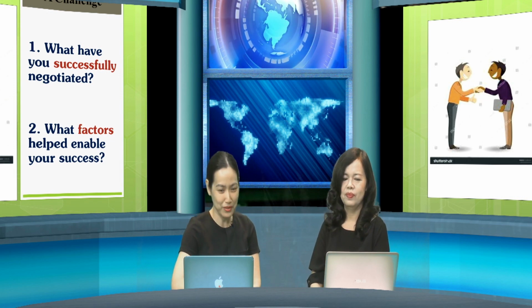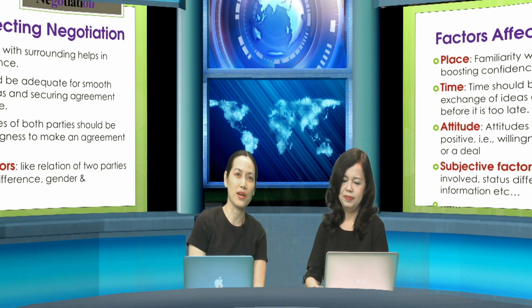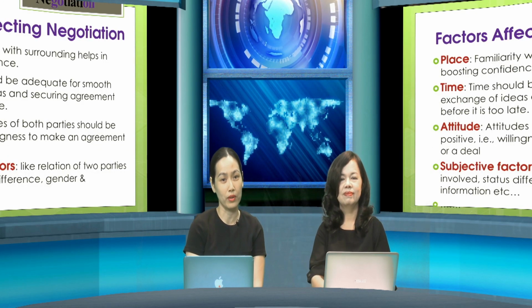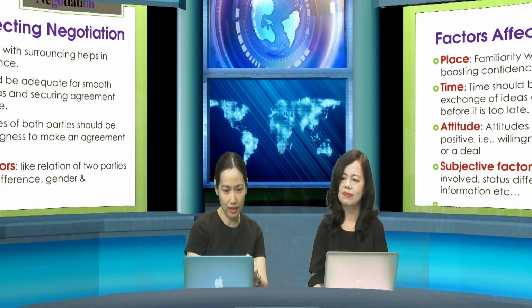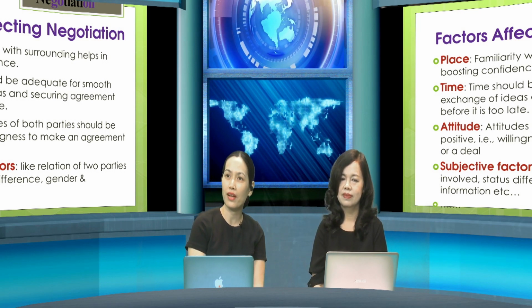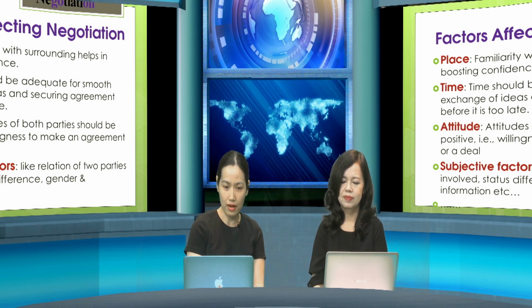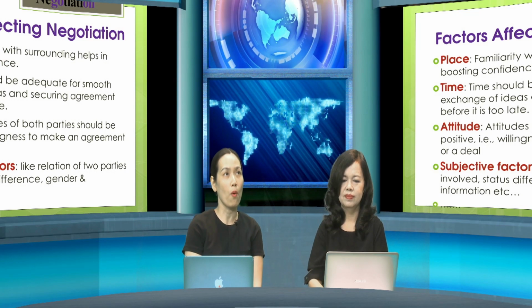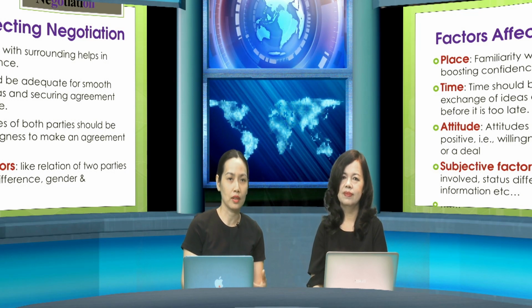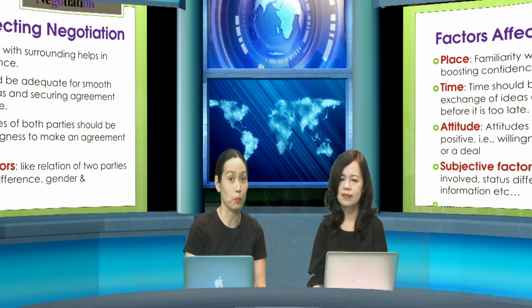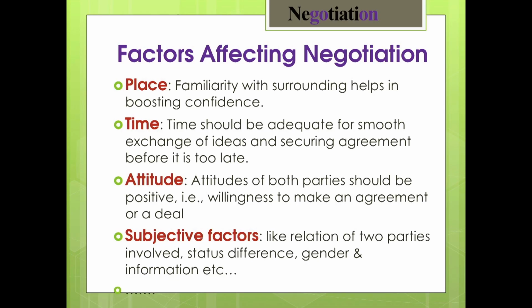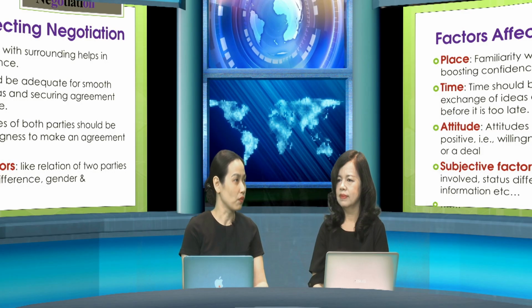Right, thank you. Thanks a lot. You already mentioned a lot of factors which may affect the success of a negotiation. But I put it in a very brief way: the factors affecting negotiation are place, time, attitude, and subjective factors. Place, for example, you always feel more confident when you are conducting the negotiation in a place that is familiar to you. You want to conduct the negotiation in your office rather than the opponent's office. You want to conduct the negotiation in Vietnam, in your country, rather than in foreign countries, right?